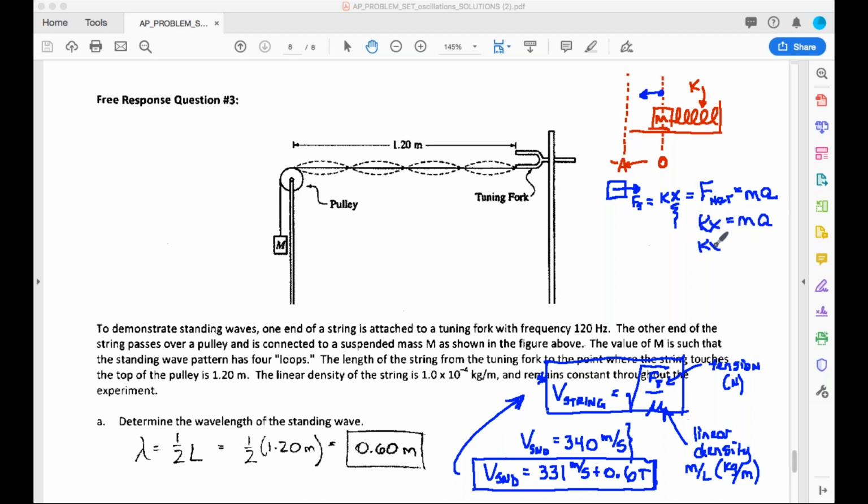Solving it for A, I get KX over M is equal to A. And so therefore, we can see that acceleration is dependent on three things, and only one of them is changing. K is a constant, M is a constant, X is the only thing that's changing. And so when X is a maximum to the left, A is a maximum to the right.